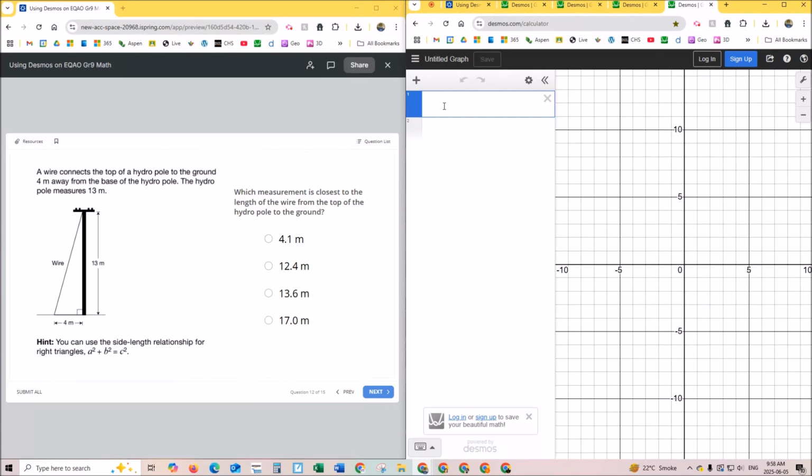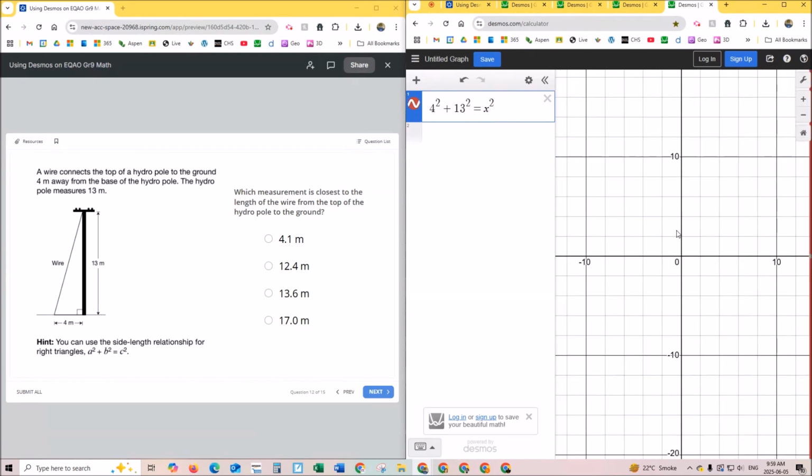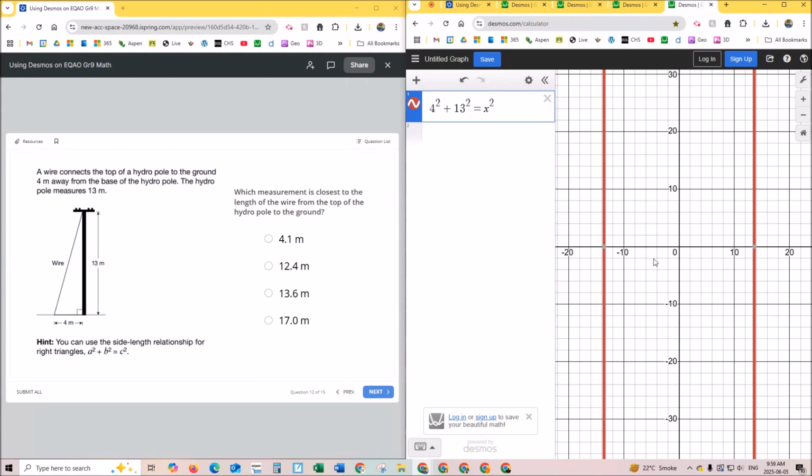So if we did a squared, let's say that's 4, so I'm going to go 4 squared plus b squared, it looks like 13 squared equals, now if I go c squared, that doesn't really help us again because we're using c, but if we use x, then if we look back, we'll actually see a graph of this function with 2 answers. And math teachers will know that this is because it's a quadratic. There are 2 answers, but we only want the real one answer, which is right there, and it looks like 13.6 would be the answer.